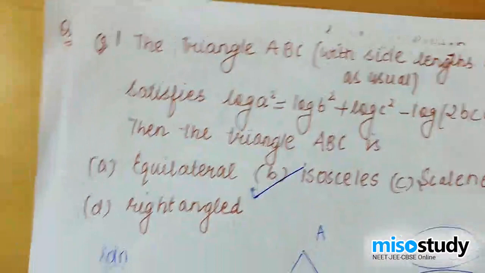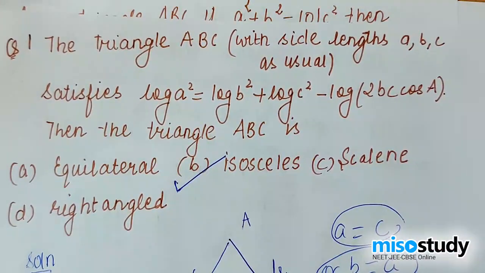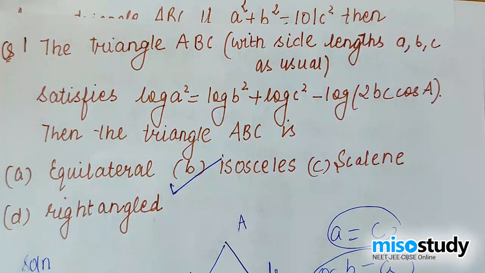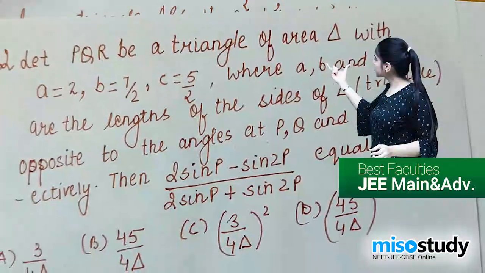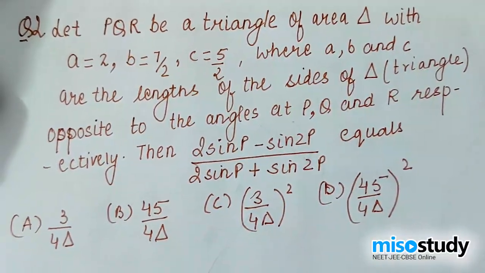Let's move to the next question, question number 2. You have to avoid a negative sign here. I'll repeat once again, you have to avoid a negative sign here because you are taking a, b, c as the side lengths and they cannot be negative. Coming to question number 2 now.